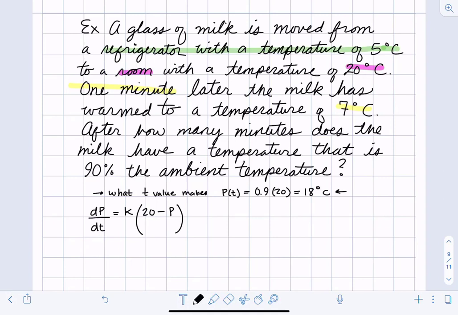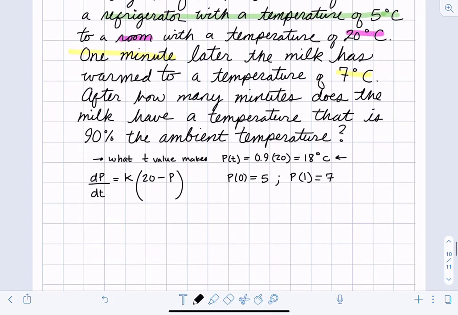And let's write our conditions down. So what's going to make this problem unique to this particular situation is going to be the starting temperature. So P of 0, the starting temperature of the milk, aka the initial condition, would be P of 0 equals, it looks like the milk starts at 5 degrees Celsius because it's coming from a fridge that was 5 degrees Celsius. And then P of 1 would be another condition that we'll find helpful. And it says that at P of 1, the milk has warmed to a temperature of 7 degrees Celsius. Okay, so those are our two conditions, and we'll use them when relevant.